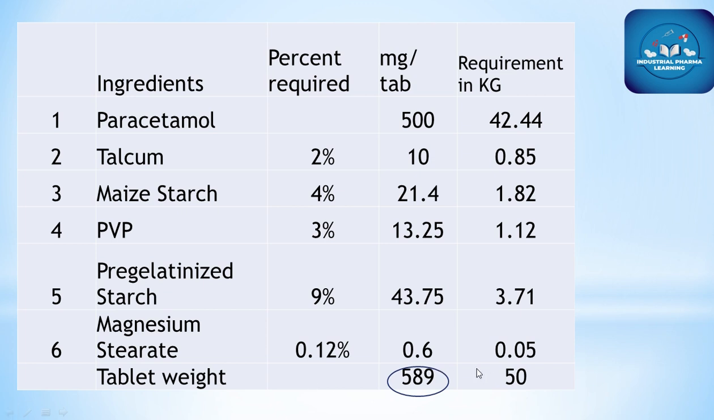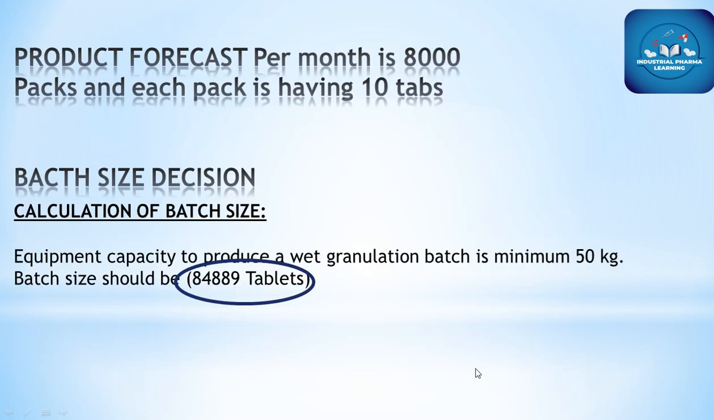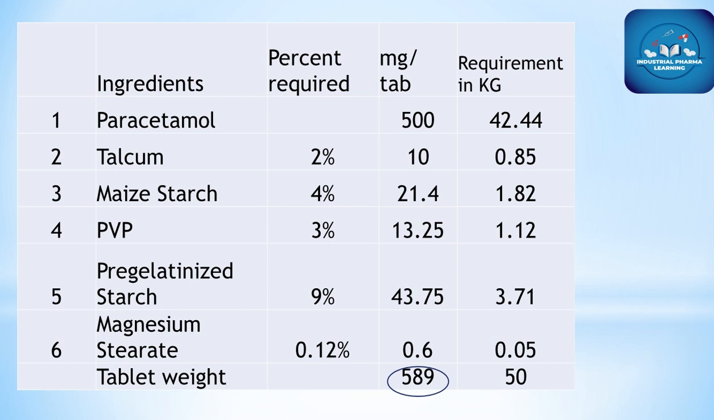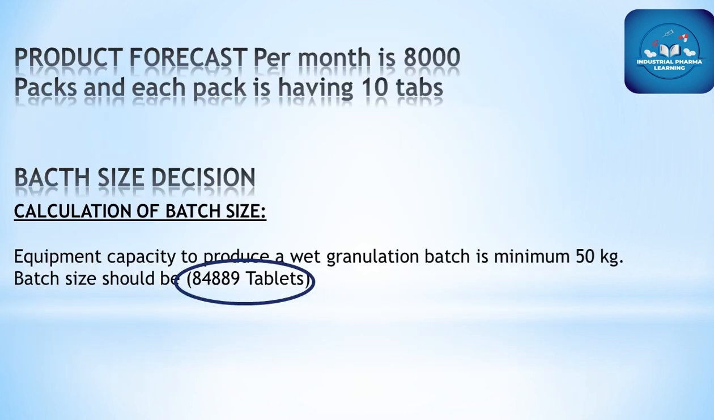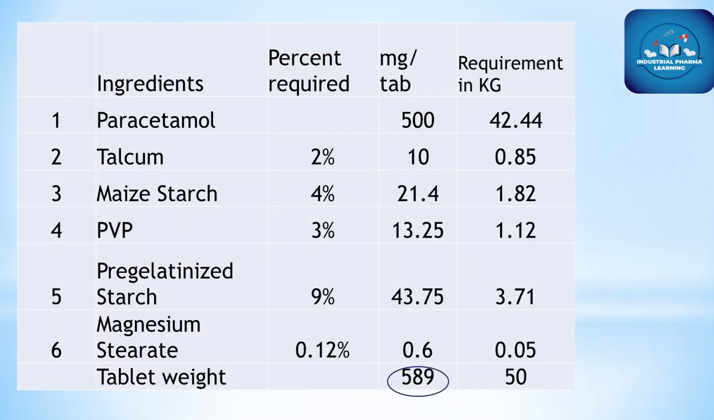So in this scenario, you will produce 84,889 tablets. So this is all about the batch size calculation. You have calculated a batch of around 84,889 tablets that will produce the tablets as per the market requirement. So this is all about the batch size determination, batch size calculation.